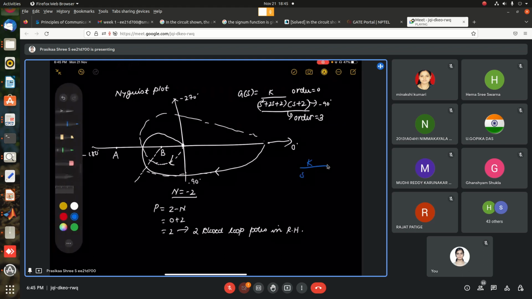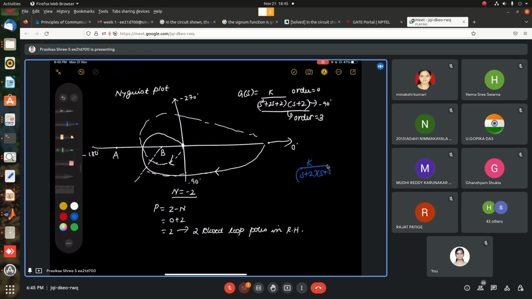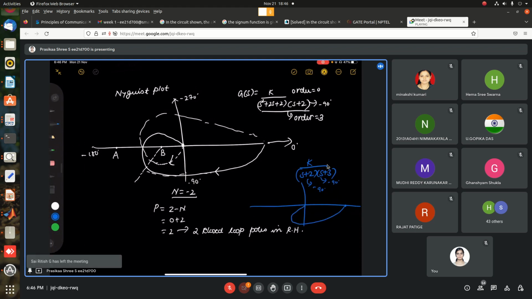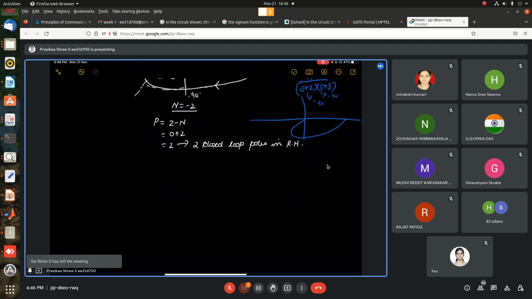Suppose in case you're having something like this, s plus 2 into s plus 3. So you will start at this point because there are zero zeros. One pole will be giving you minus 90 degree. One more pole will be giving you minus 90 degrees. So 2 into minus 90 degrees is 180 degrees. So it should end at minus 180. Sorry, your polar plot should be like this.